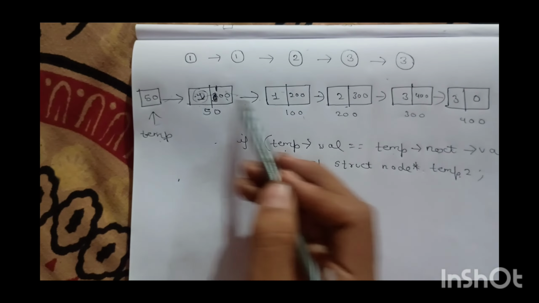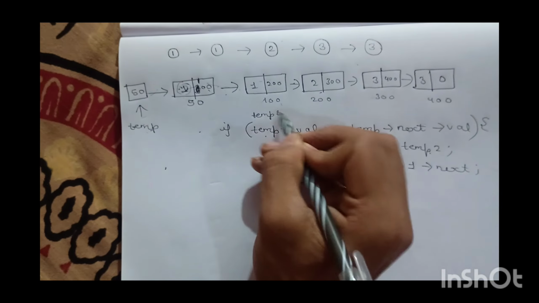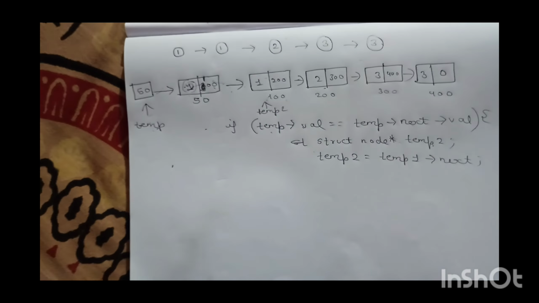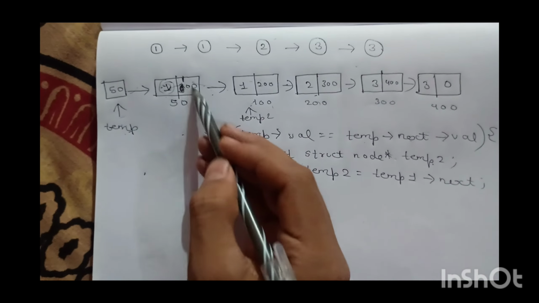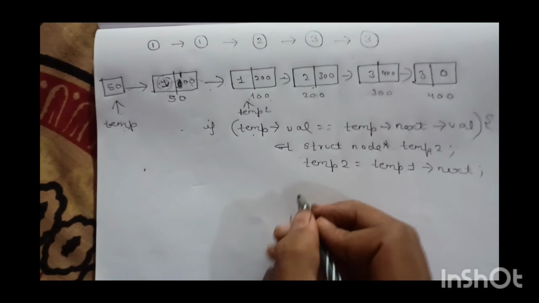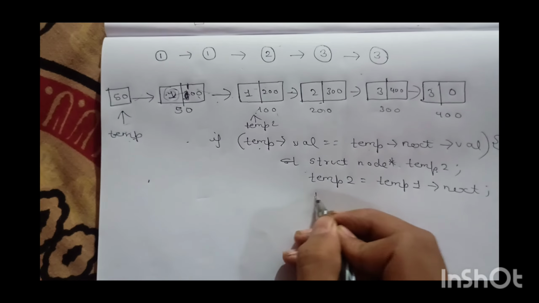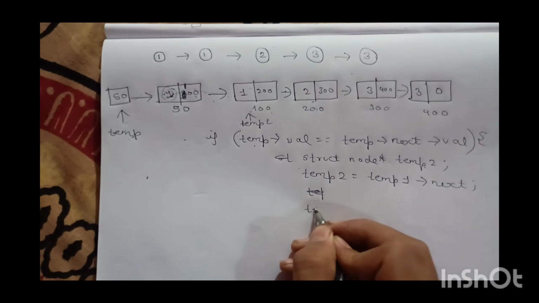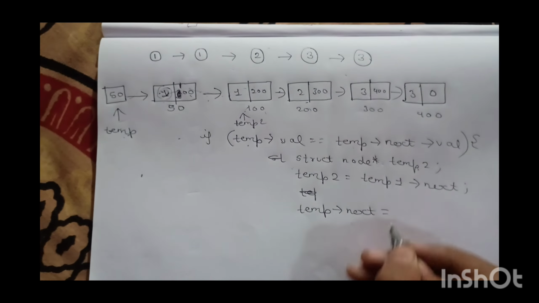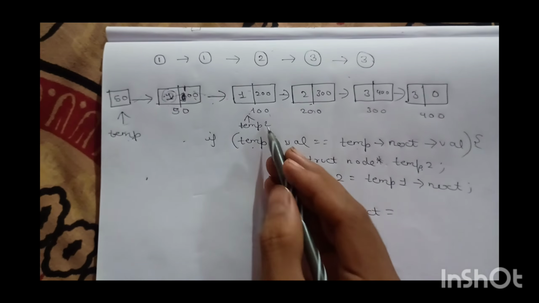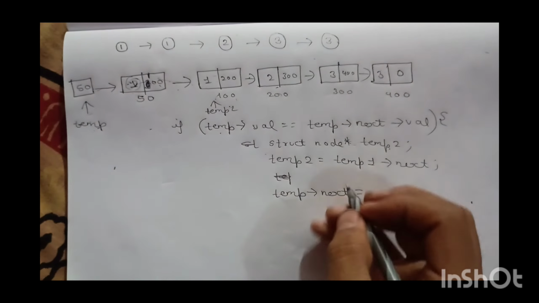Now what will I do? So temp2 now is pointing to this node. So I will write here temp2, and it is pointing to this node. Now what is my job? My job is putting this address in this. You understand? So how can I do this? Simple. I will write here temp's next, and I will assign this value: temp2's next.